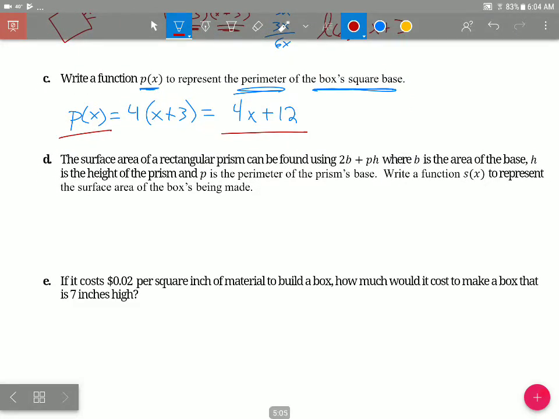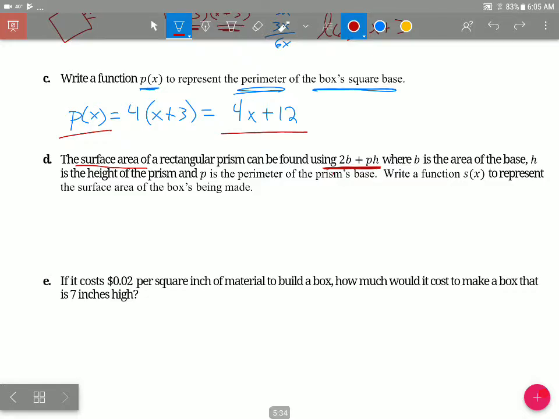All right, last question. It says, the surface area of a rectangular prism can be found using 2b plus ph, where b is the area of the base, h is the height of the prism, and p is the perimeter of the prism's base. Write a function s of x to represent the surface area of the boxes being made. I don't know why there's an apostrophe. You don't need that.